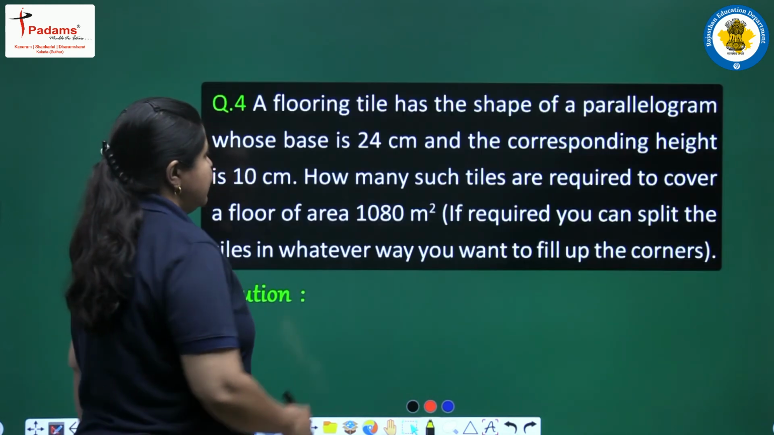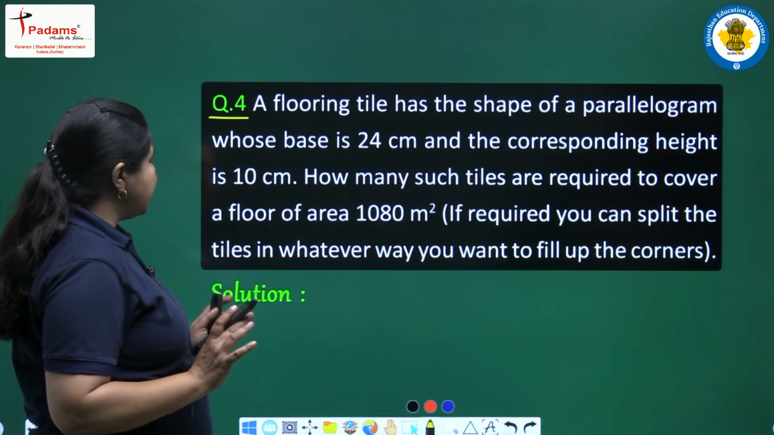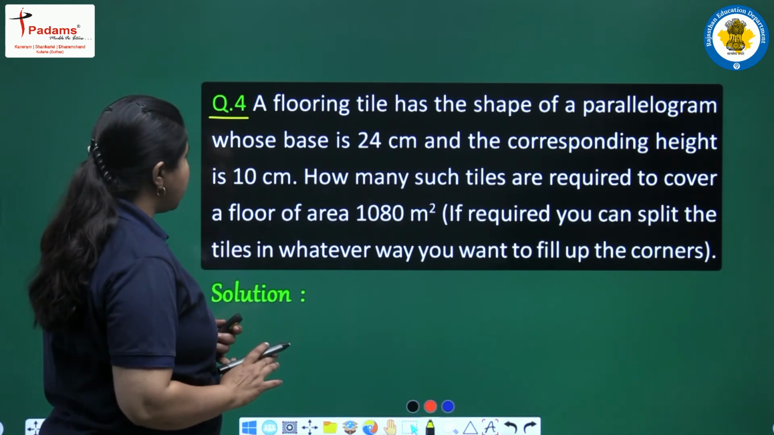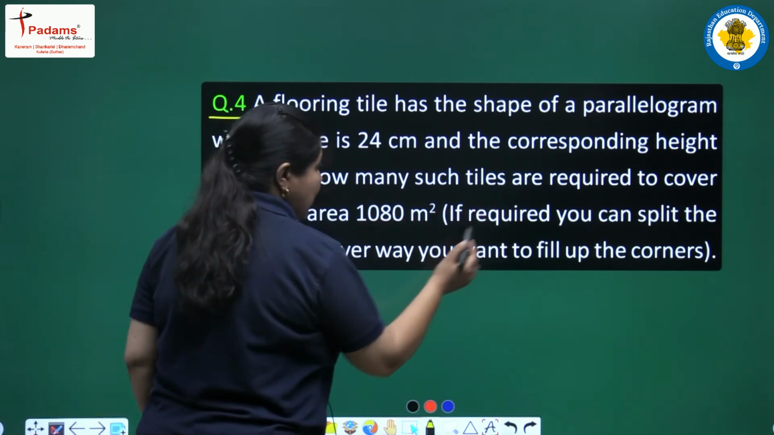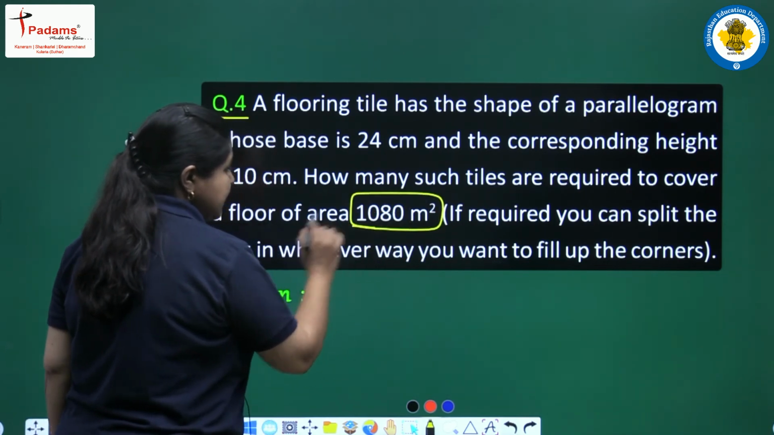Now we take question 4. A flooring tile has the shape of a parallelogram whose base is 24 centimeters and the corresponding height is 10 centimeters. How many such tiles are required to cover a floor of area 1080 meter square?